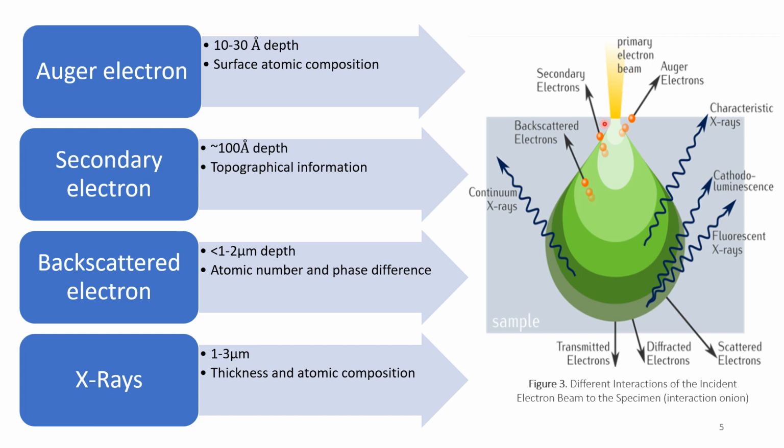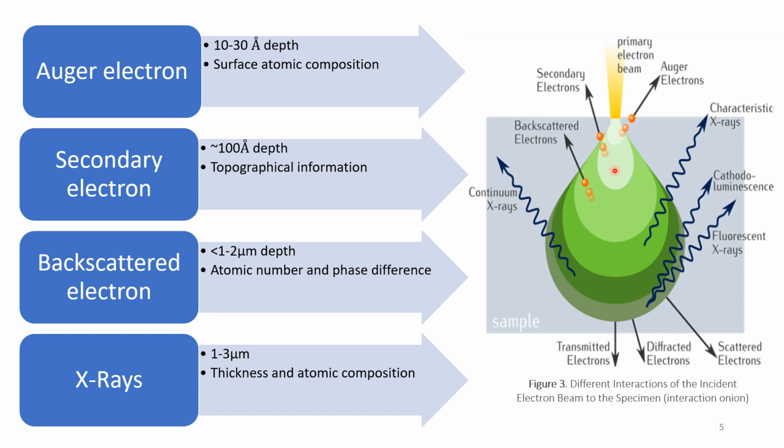Next, as it moves deeper, as the primary electron beam penetrates to a depth of approximately 100 angstrom, it gives rise to the secondary electrons, which give us information about the topography of the sample, like how the sample surface is, if it is porous or smooth. All this information is gathered from the secondary electrons.